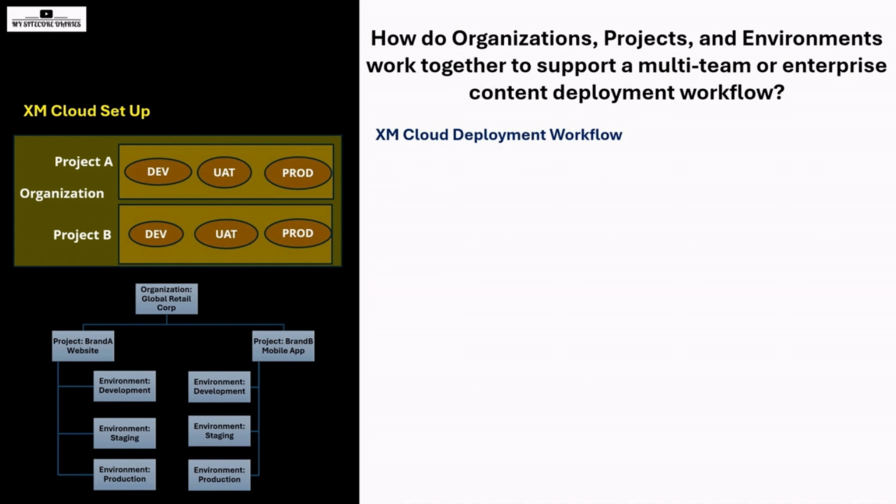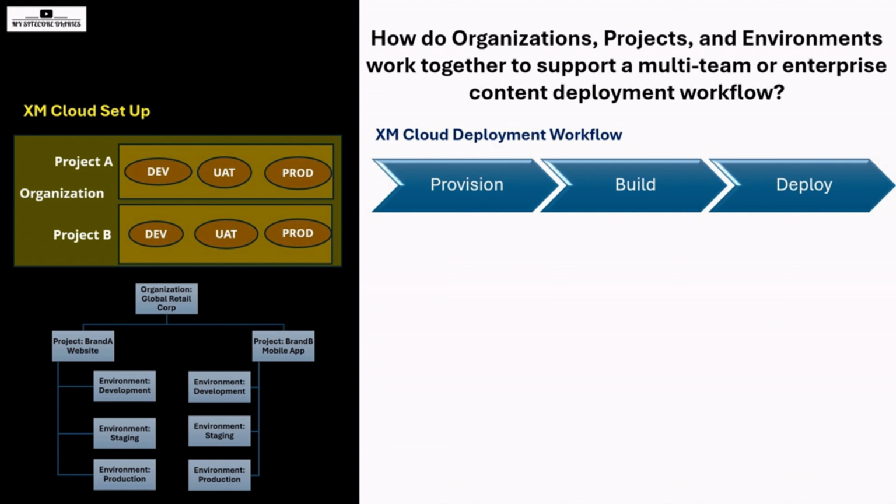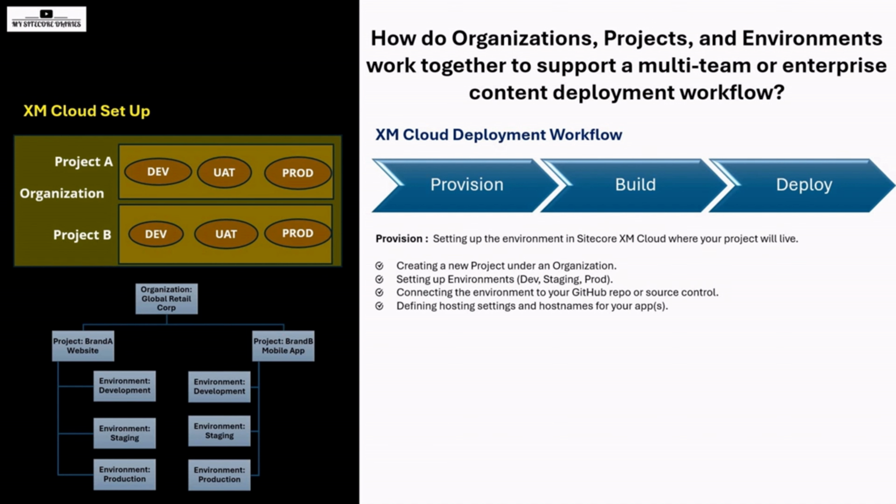Now the XM Cloud deployment workflow, which is done by the deploy app, has three steps. One is provision, second is build, and third is deploy. So what does each stage do? First is the provision. It is setting up the environment in XM Cloud where your project will live. Wherever your project is going to live, to set that up you will use provision.